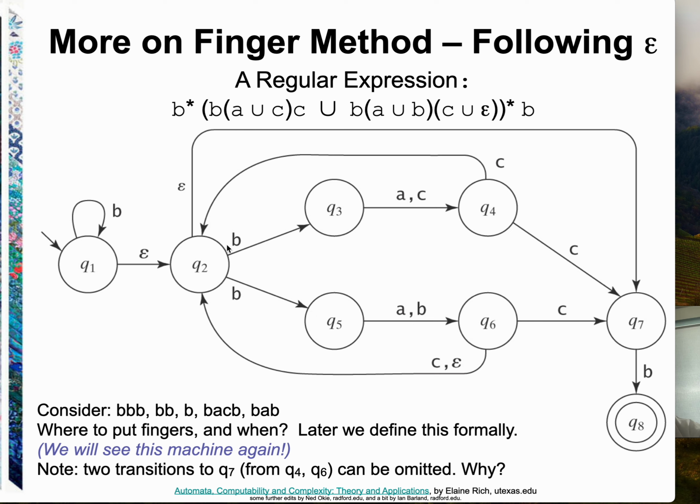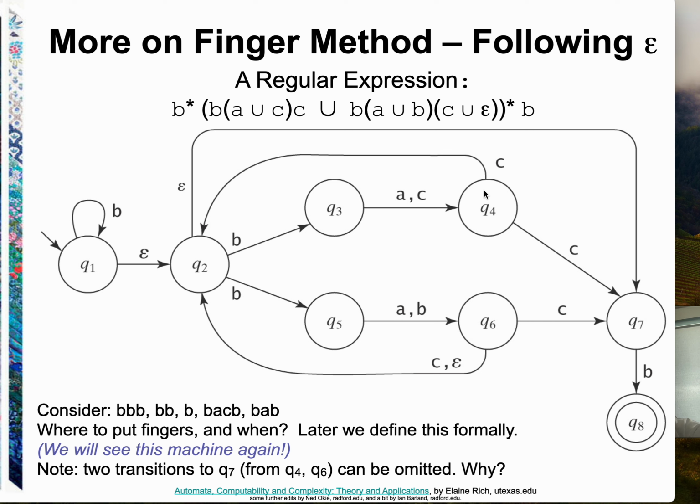So this is a more complicated machine that uses these epsilon transitions. Here's a spoiler. This is the regular expression that matches what this machine accepts, and it's kind of hairy. It's kind of a hairy machine. I will notice in here that there's a couple of transitions we don't really need. It says the transition from Q4 to Q7, this arrow, we could actually get rid of it and still have an equivalent machine.